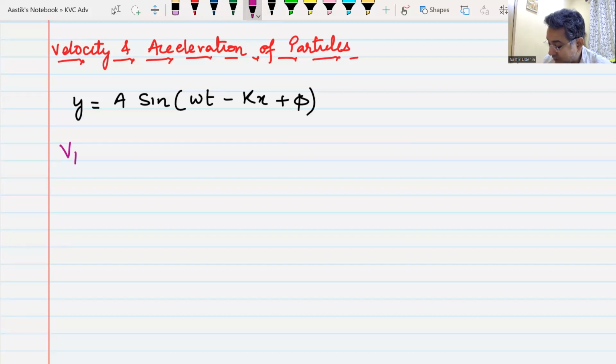So to get the velocity of a particle, remember we are talking about a single particle now. And since we are talking about a single particle, the value of this x, where the particle is present, does not change, because the particle does not move.